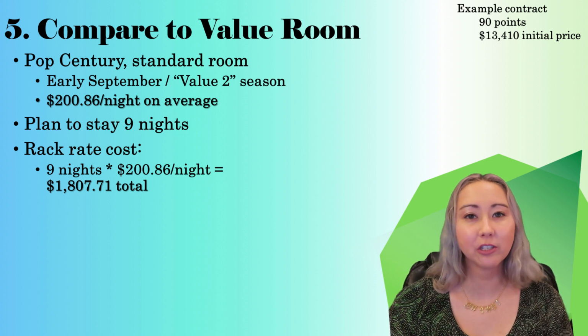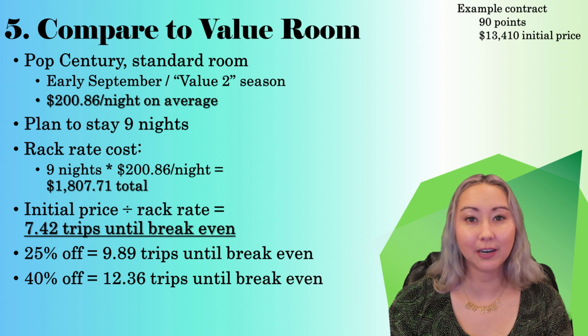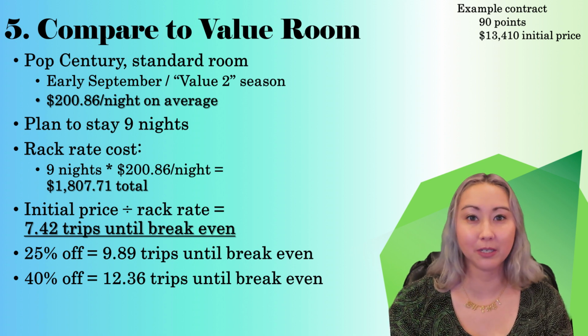Pop Century, on average during this time frame, is about $100 less per night than those moderate resorts that we looked at. 9 nights during this time frame comes in under $2,000, meaning the break-even point for my Disney Vacation Club contract at Bay Lake Tower is about 7.5 trips. If you could snag 25% off at Pop Century, then that break-even point goes up to almost 10 trips. And 40% would mean you need to take over 12 trips to break even.